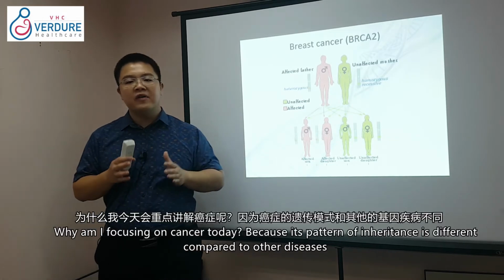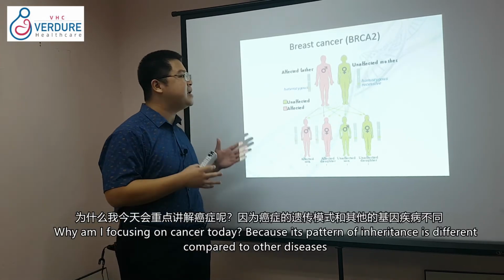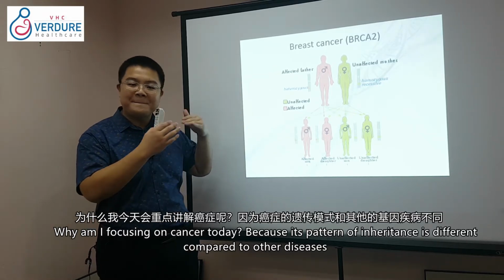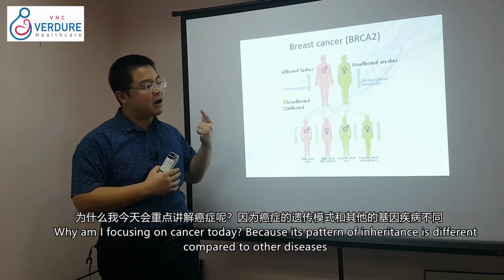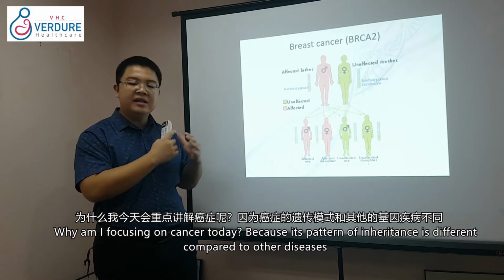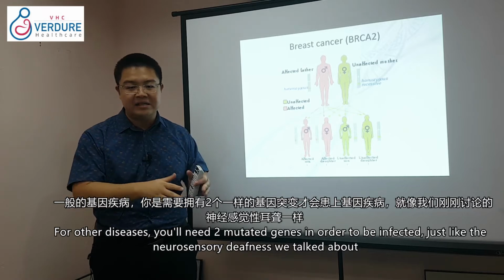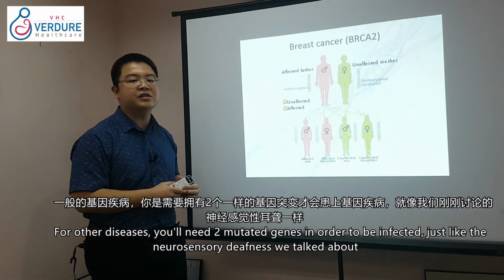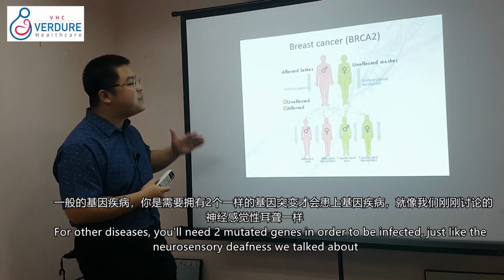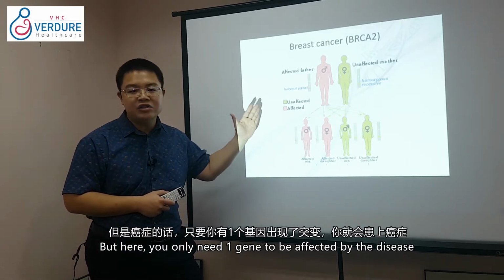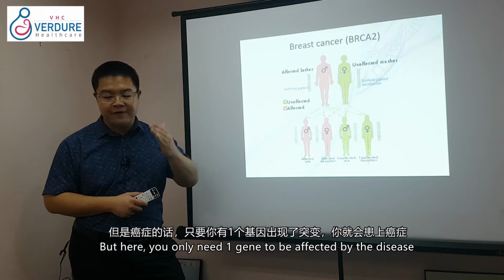But why am I focusing on cancer so much today? Because, you see, it is a little bit different in terms of the patterns of inheritance compared to other diseases. For other diseases, you need two genes in order to really be affected, just like the neurosensory deafness we talked about. But over here, you only need one gene for it to affect you.